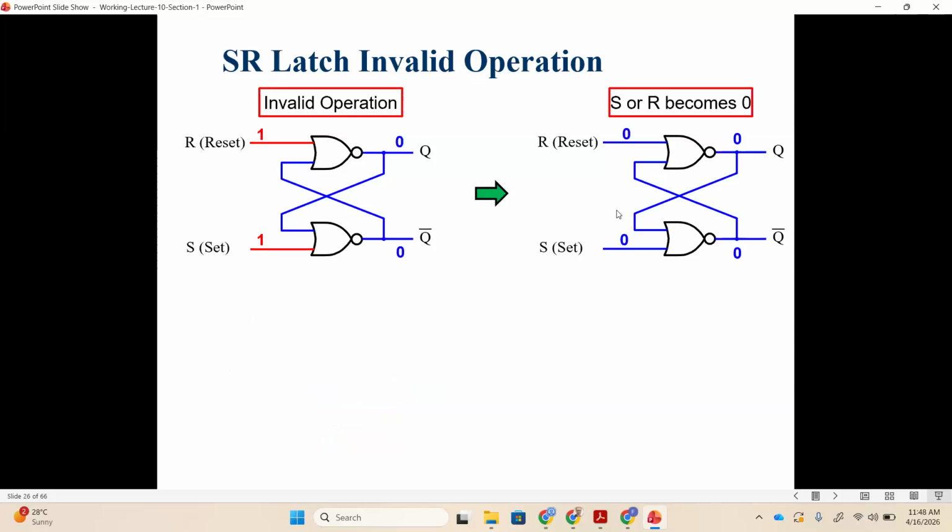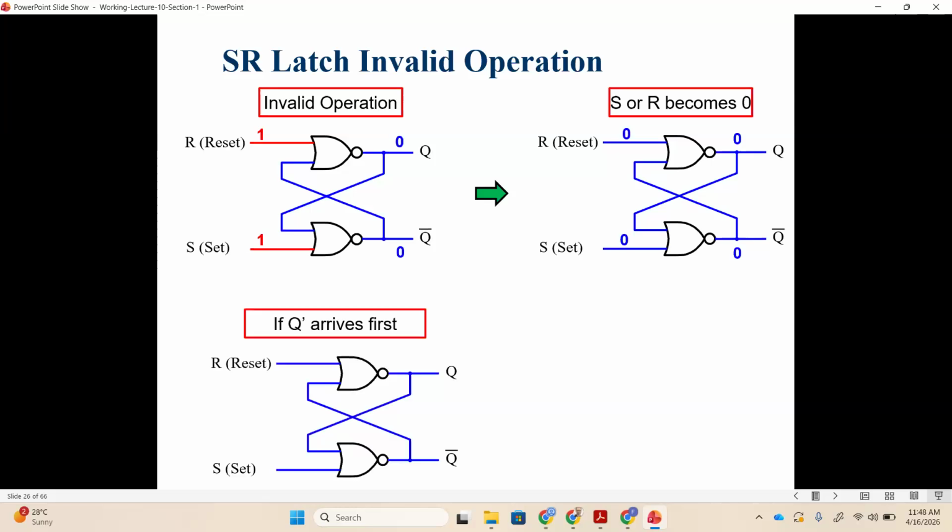Now these are two scenarios. If q bar arrives first, I will give an example. This example is very good. Let's assume we have two students. The first student is Thomas and the other student is Gala. Please answer me. Thomas and Gala. Yes, sir. Speak. Okay, now who arrives first? Thomas or Gala? Thomas. So the output depends on who arrives first.